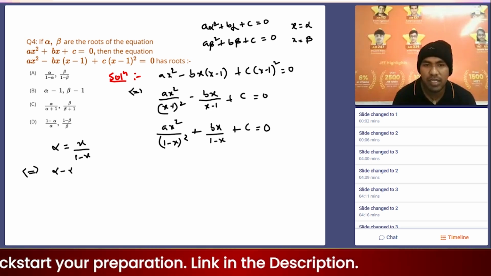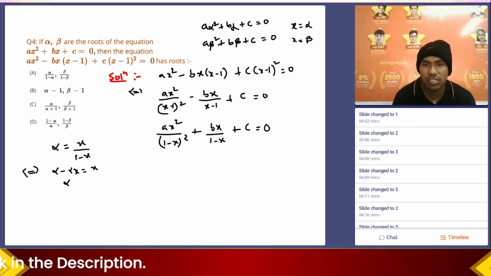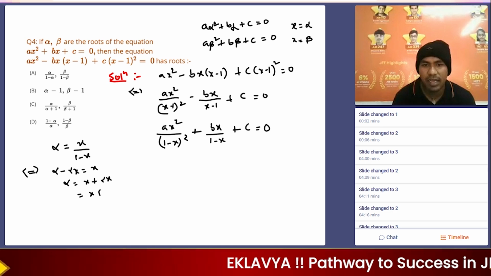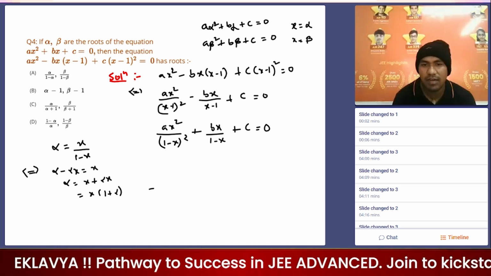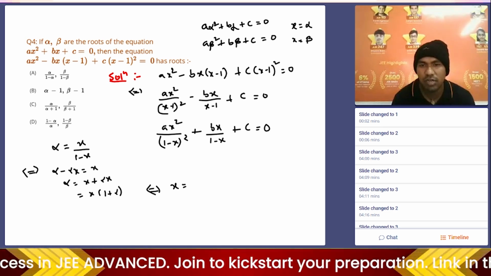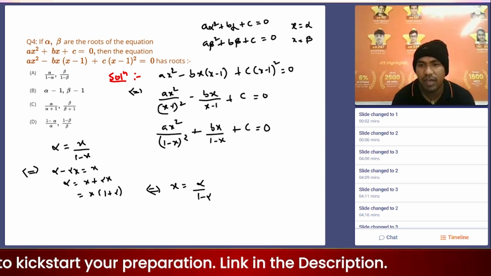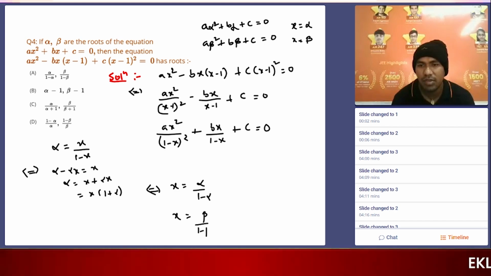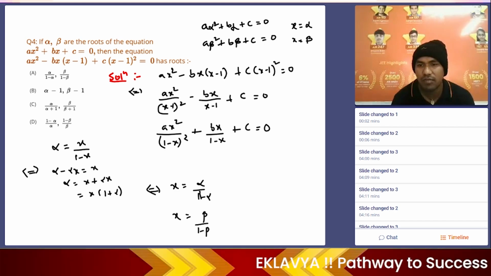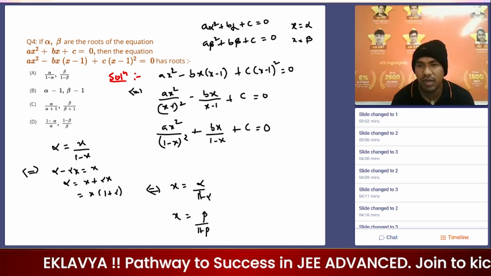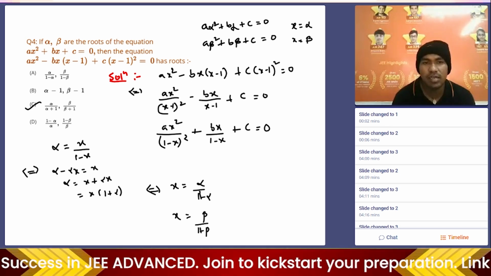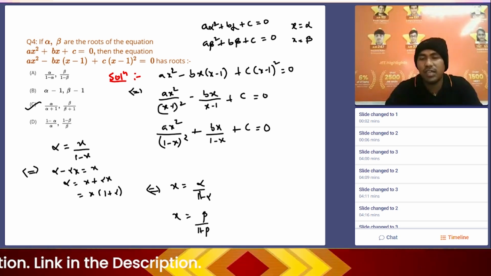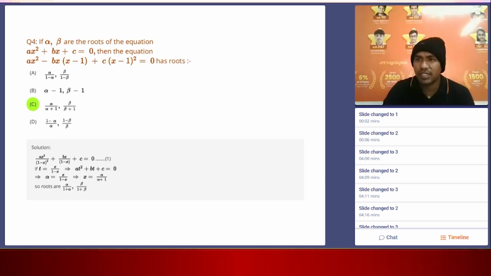So by cross multiplying, you will get alpha minus alpha x equals x. From here alpha equals x plus alpha x, take x common, then you will get 1 plus alpha. So from here, x equals alpha by 1 plus alpha. In the same way, when you take beta, you will get x equals beta by 1 plus beta. So the roots are option C. Alpha by alpha plus 1 and beta by beta plus 1 are the roots of the given equation, right?